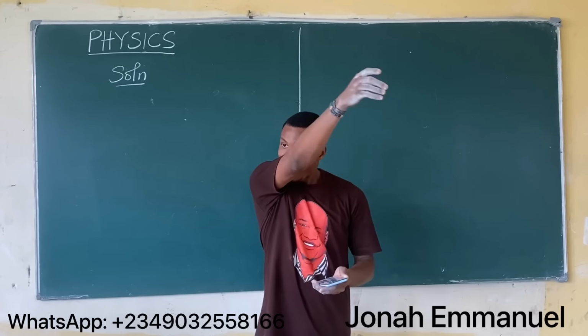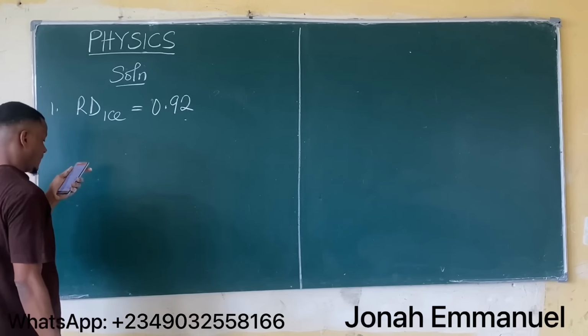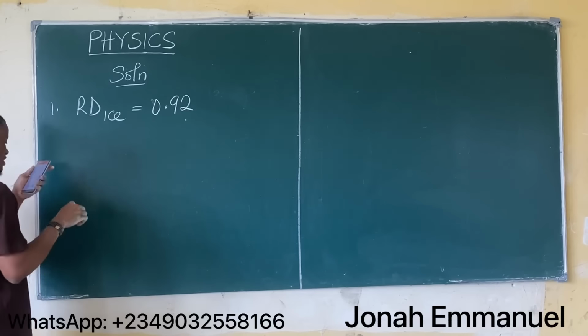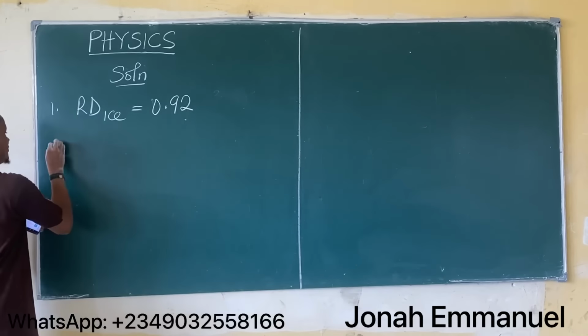Alright, I will solve this and see how it's done. So first things first, what are we given here? Number one, I'm given the relative density of ice as being equal to 0.92. Okay. So before we come to B, let's look at the A part. The A part says water. Okay, so let's get this done.